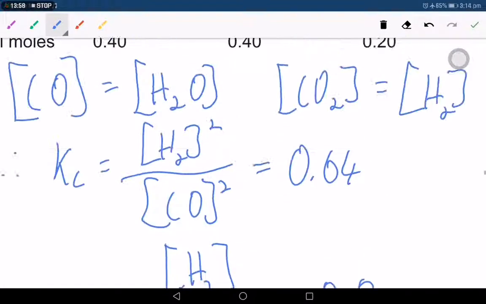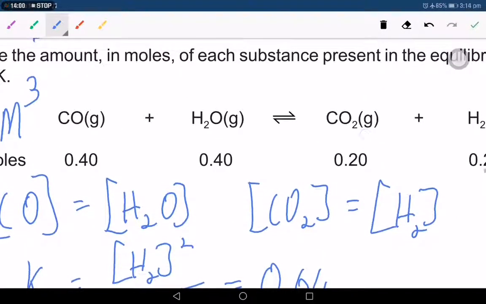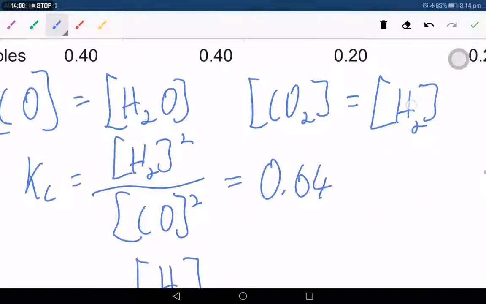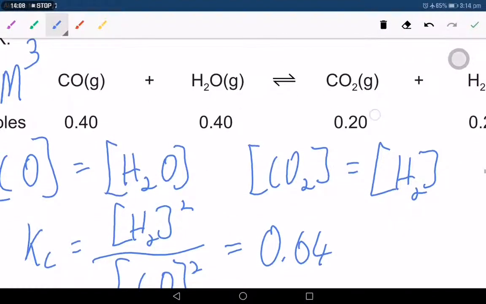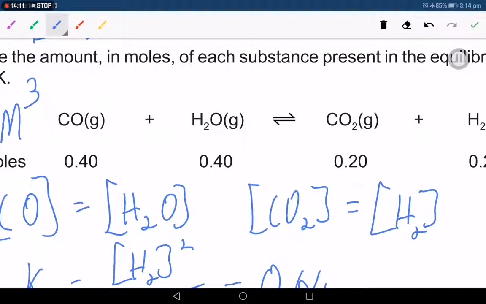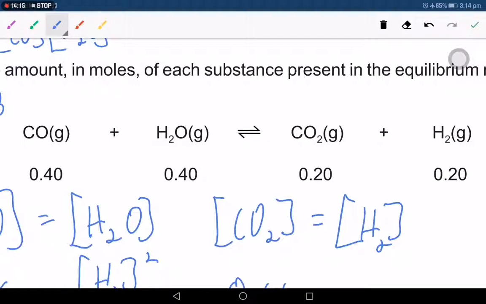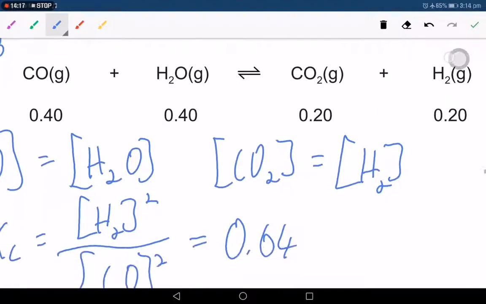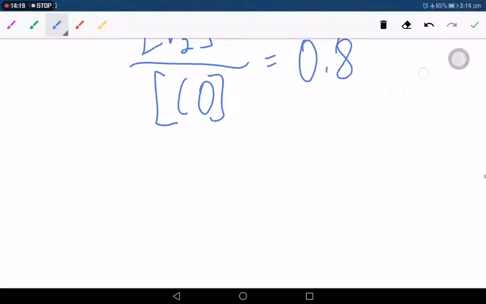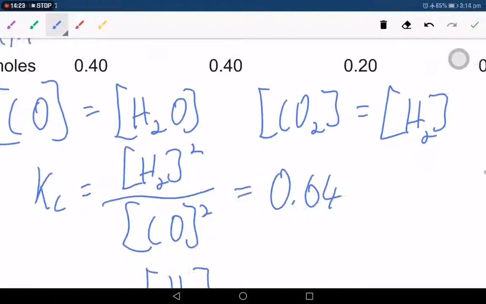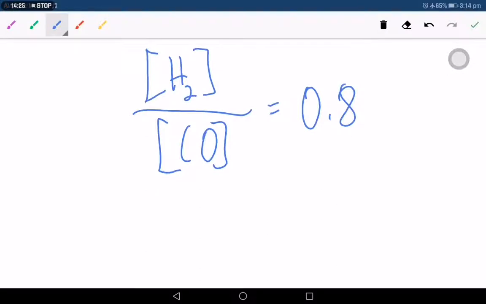You must see that the total number of moles remain constant. The CO2, H2O and total number of moles remain constant, and so the CO2, H2O, CO2, H2 must all add up to 1.20. Because, how do I know? Because on both sides of the equation there are two moles, right? Oh, wait a minute. Let me just think.